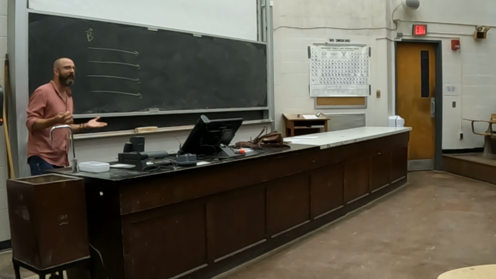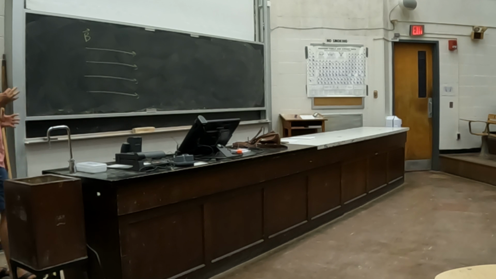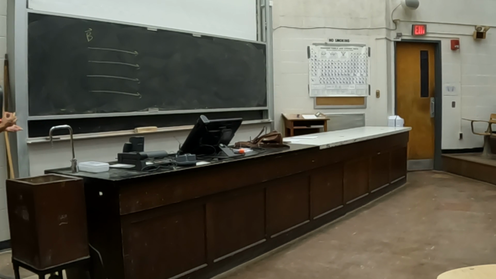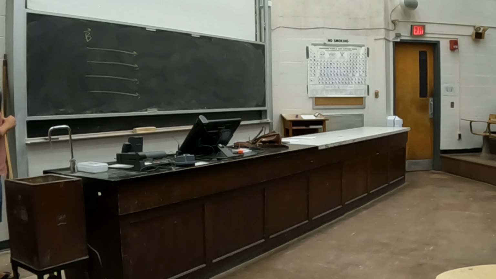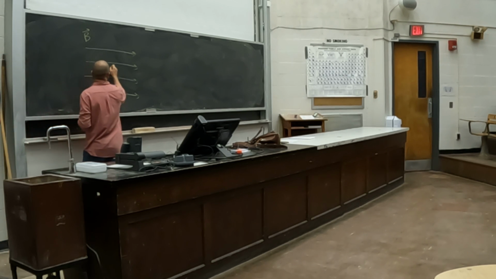B is a magnetic field. Sometimes you'll see it as an H. Just go with it. In this class, we'll stick to B. This is a magnetic field. It is a vector. And into this field, I'm going to put a charged particle.